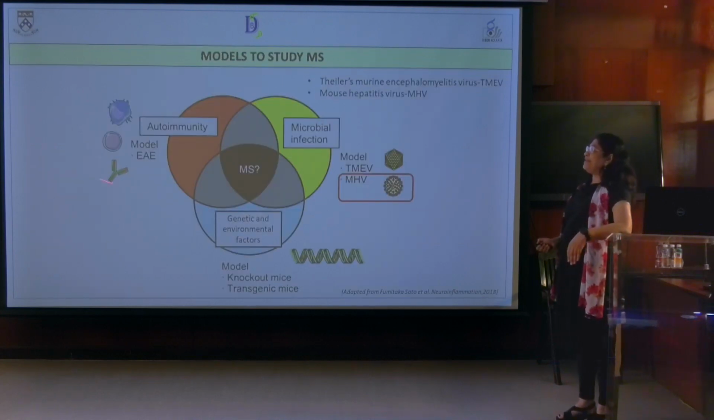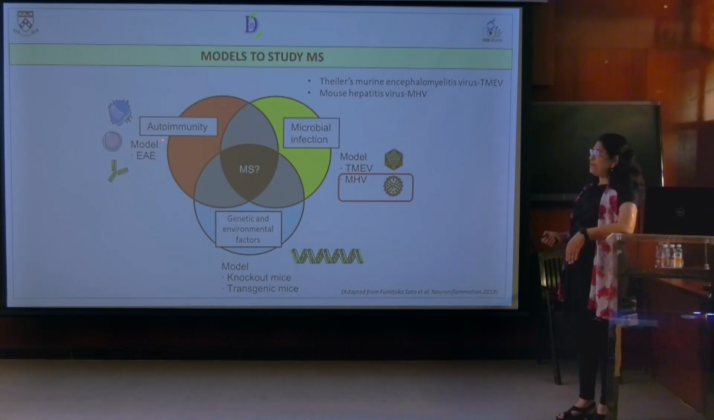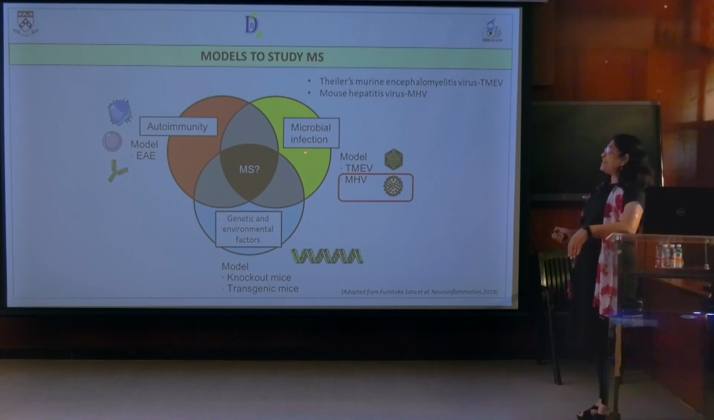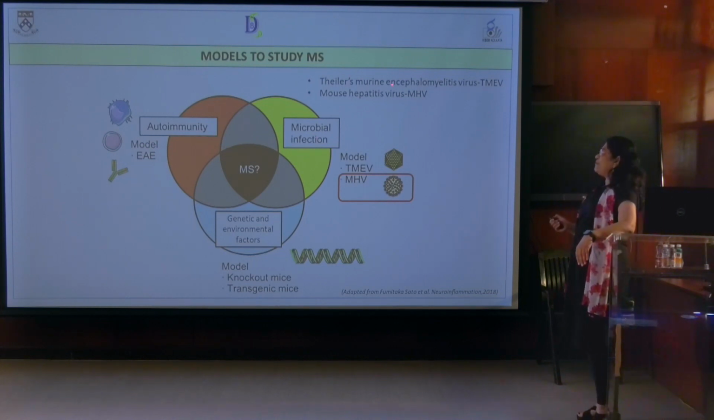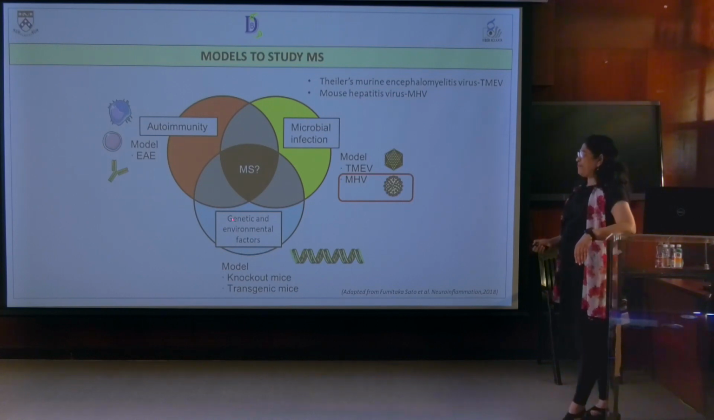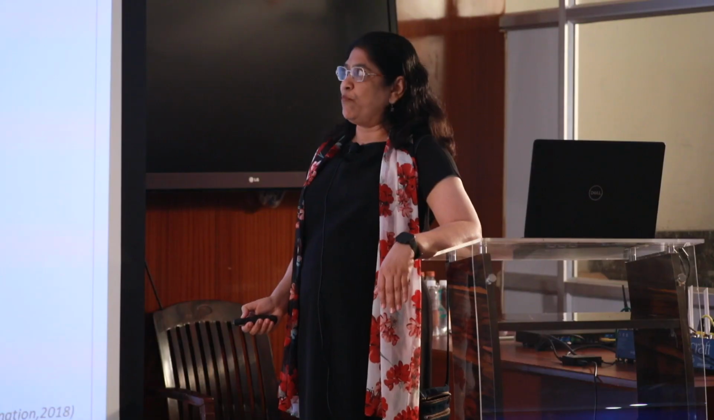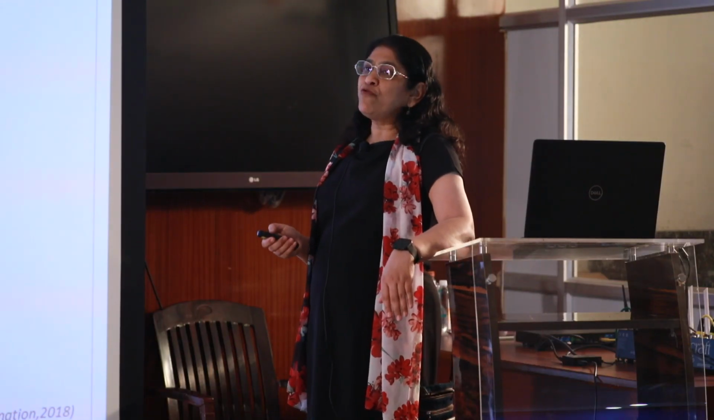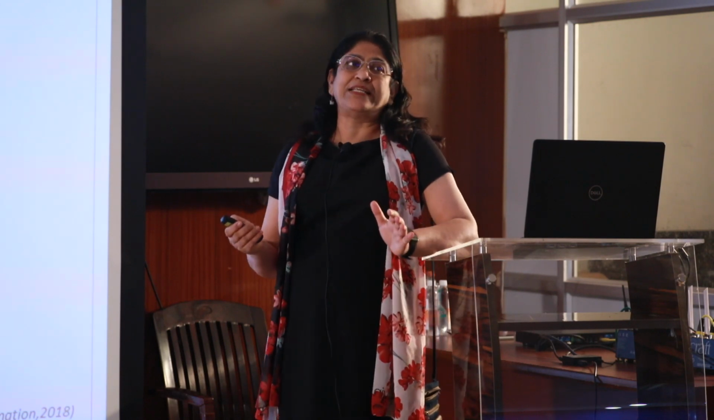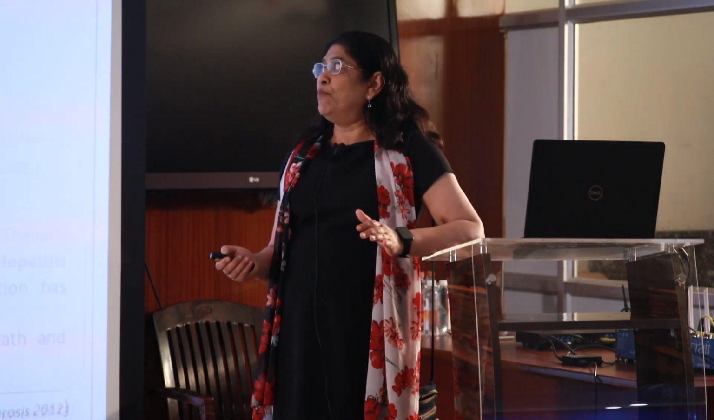To understand autoimmunity, we have an experimental animal model called experimental autoimmune encephalomyelitis. For understanding viral infection, we have Theiler's murine encephalitis virus, TMEV, or mouse hepatitis virus, which will be the focus of my talk today. And there are genetic and environmental factors, and for that we have several knockout mouse models and transgenic models. So we try to understand the complex disease mechanism in an experimental animal model.